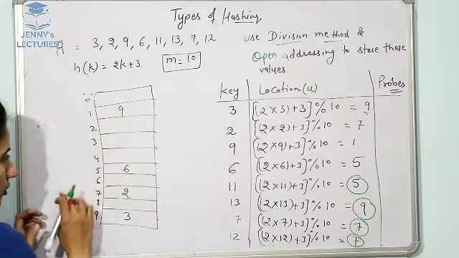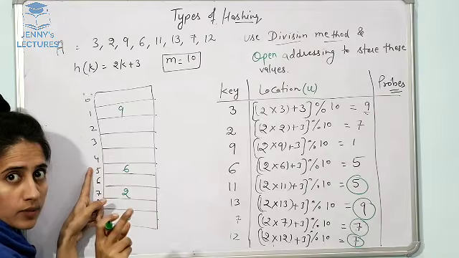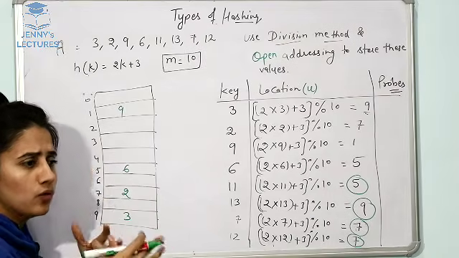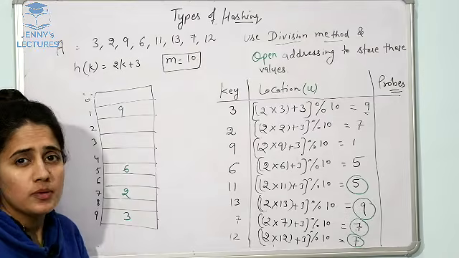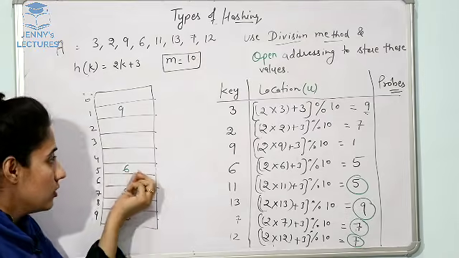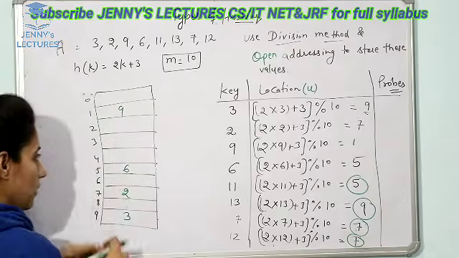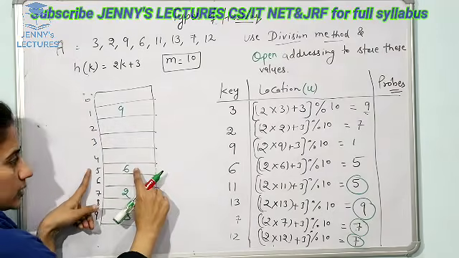is 5. When you go to 5, 6 is already there, so collision is there. Now use linear probing. What is linear? See, probing means what? In simple English terms, probing means searching or खोज करना. So it will search the free place, where it can store the value. Now at 5th place we cannot store because already 6 is there.